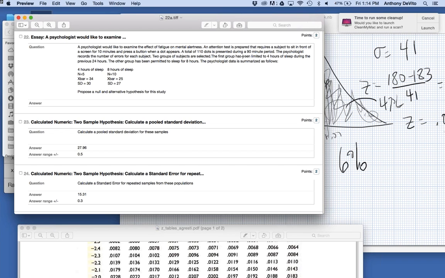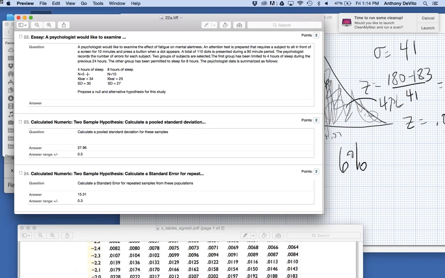Two groups of subjects, one that's limited to 4 hours of sleep, and the other one that has a larger amount of sleep. So he's testing whether or not fatigue, since one group is more fatigued than the other group, influences their performance on this test, what he's calling an attention test. So let's take a look at what he's got for the two groups.